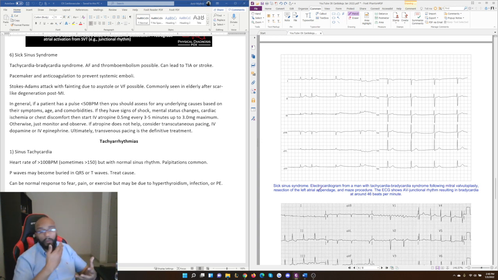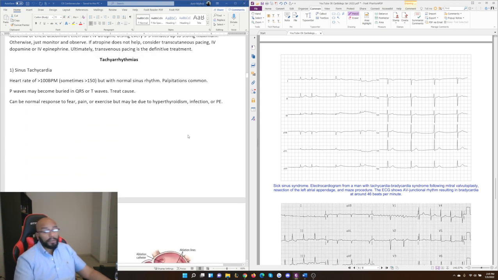Or there's also something called the Watchman device, which I've talked about in my Step 1 videos. You could fill that hole with the Watchman device so that the hole will no longer be available for blood to accumulate inside of it. He also got a Maze procedure, which I'm not sure what that is. The ECG shows AV junctional rhythm resulting in bradycardia at around 46 beats per minute. So this is your little weird ECG that you would see in patients with sick sinus syndrome.